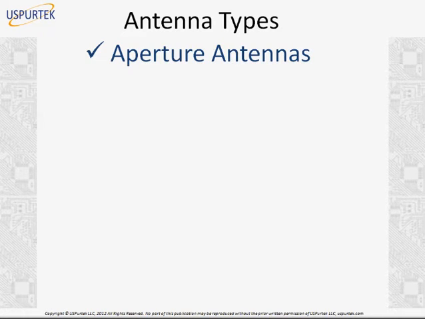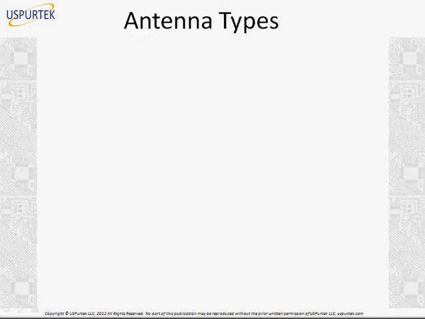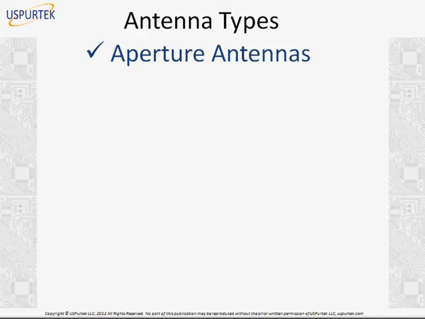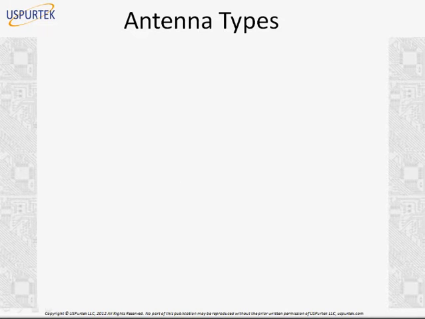Okay. Now we come to aperture antennas. There is a reflector, parabolic dish, and horn antenna, and a reflector with multiple feed horns. So it all depends on what type of applications you have for these antennas. And then we also have a parabolic reflector, which has a hyperboloidal reflector in front of it, and that helps to make the beam a parallel beam, a plane beam actually, that comes out of the reflector. Otherwise, you will have a spherical wave coming out of the antenna. So we use this reflector to make it a plane wave.